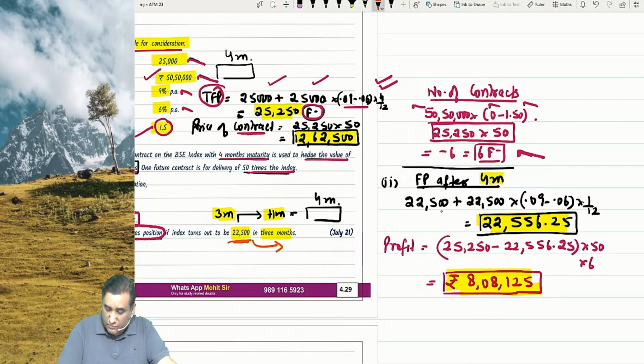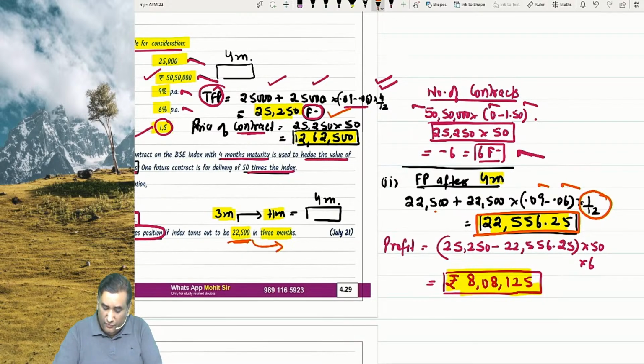1 month. It's 500 plus the cost of carry, the interest minus dividend yield, 1 by 12, get this value. And what was the position taken at 25? The value turns out to be 22,556.5 times the 50 lot size.